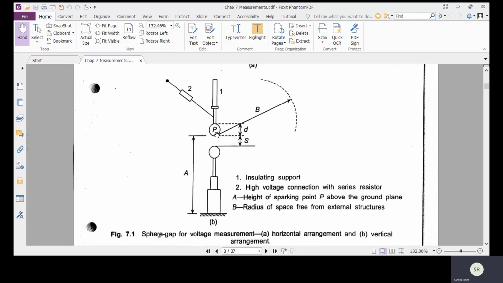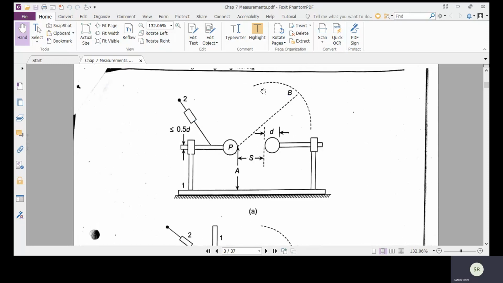A minimum clearance around the sphere must be available within which no external object such as walls, ceiling, transformer tank, impulse generator, or supporting framework for the spheres is allowed. This portion is basically representing the clearance distance. In horizontal arrangement, this arc in shape, B, is representing the clearance distance.